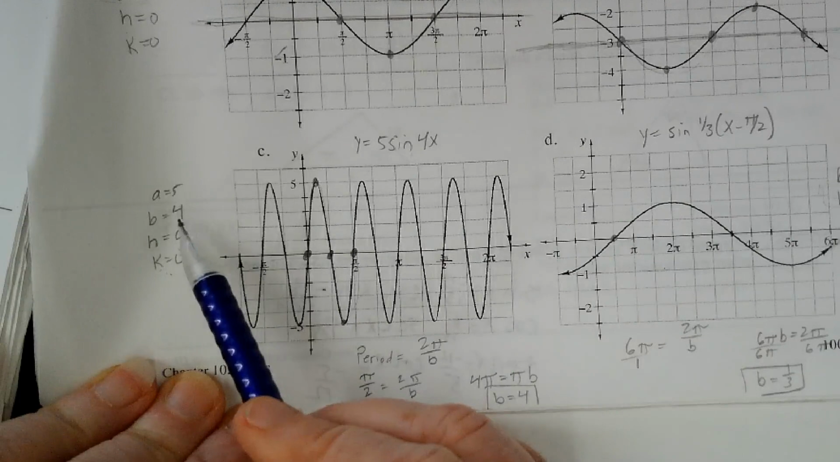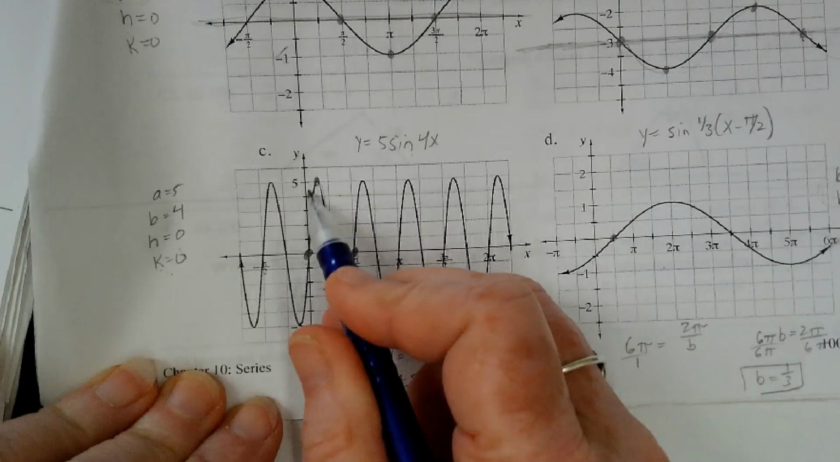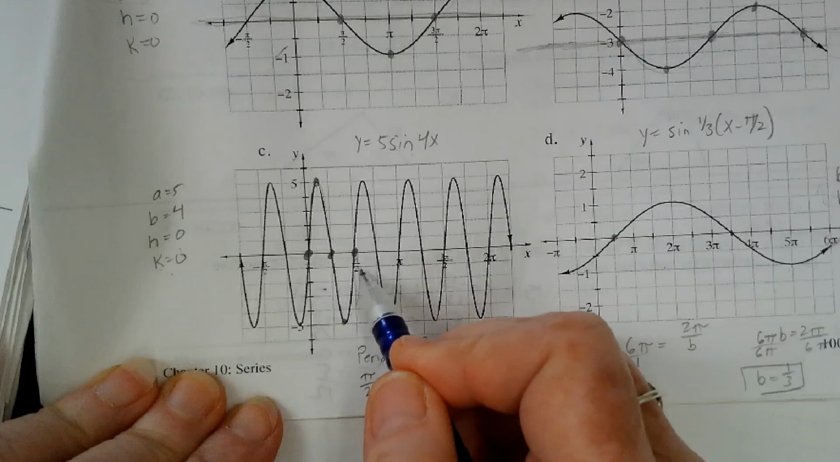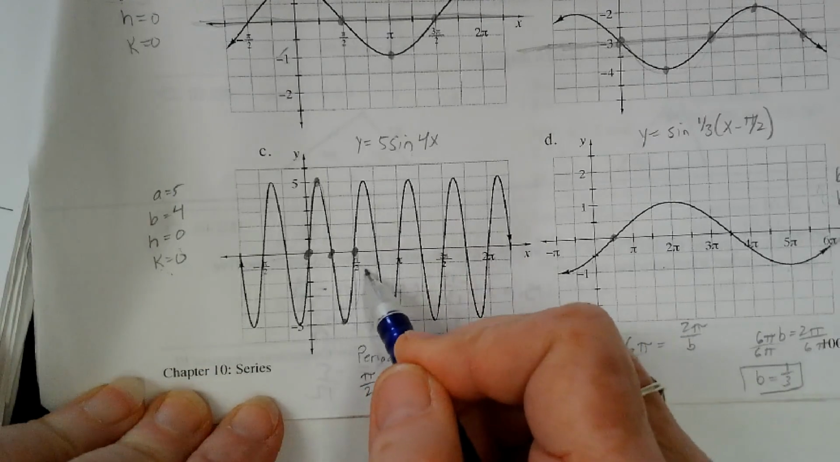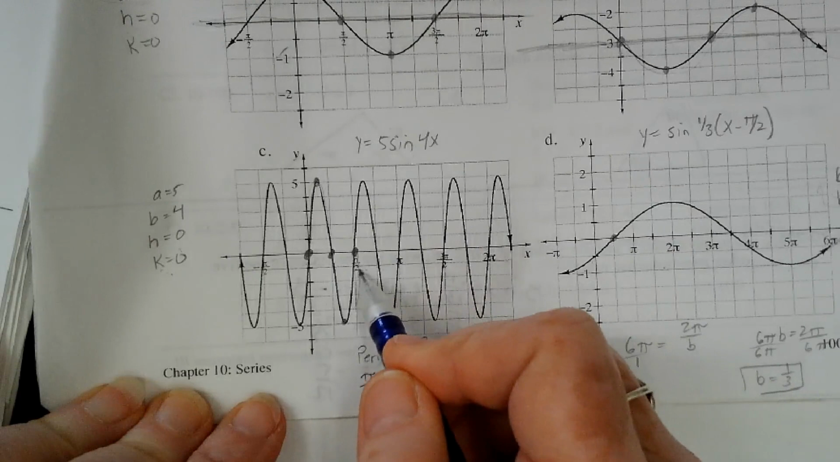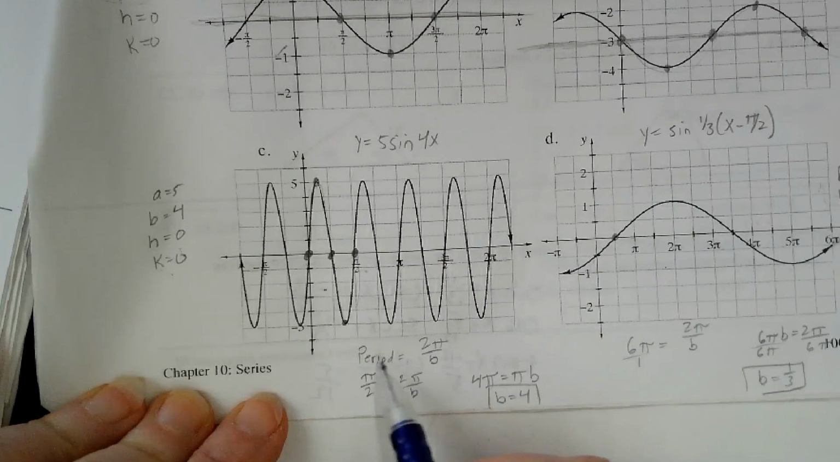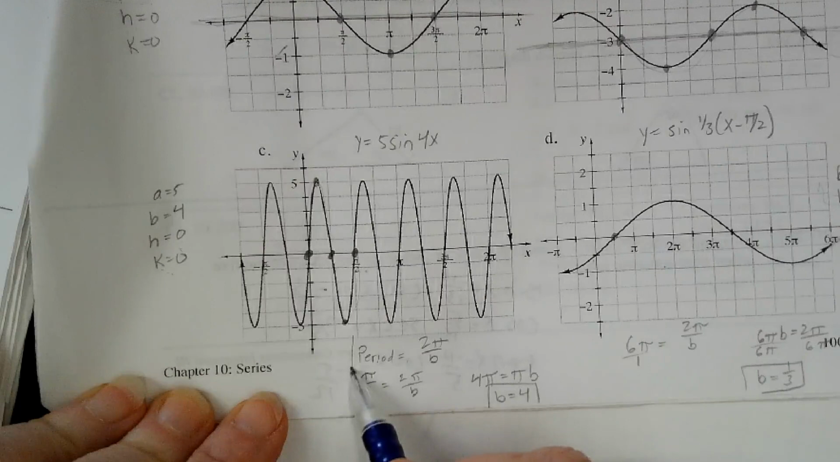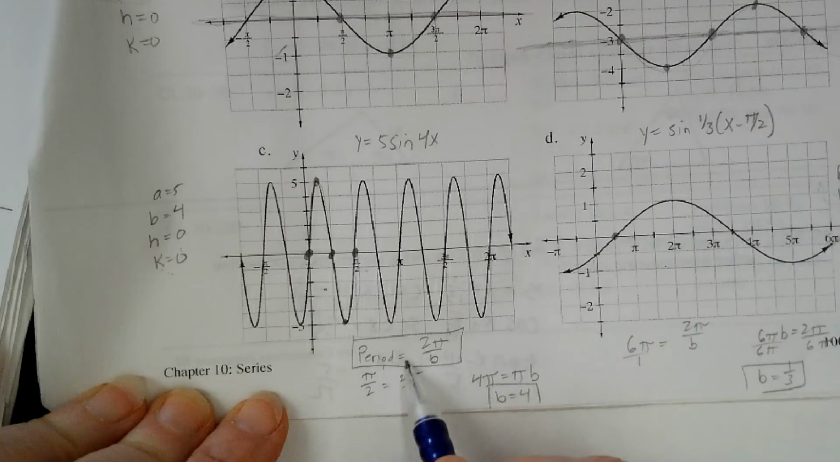Now B, when I look at this one from one full cycle, that's only pi over 2 right there. So that's not the same as the parent function. So I have to do a little math. So I know that the period, or if you don't know this, you need to write this down and memorize it or something, a period is equal to 2 pi divided by b.